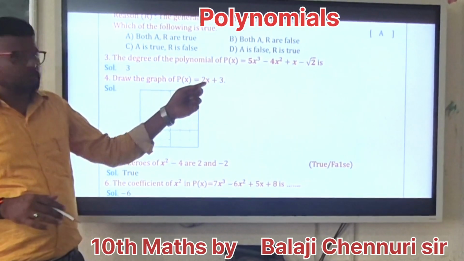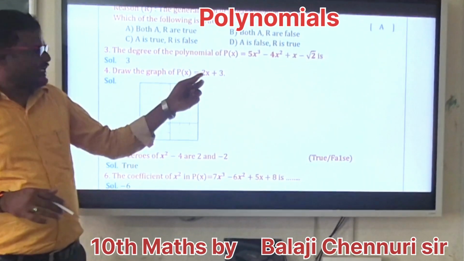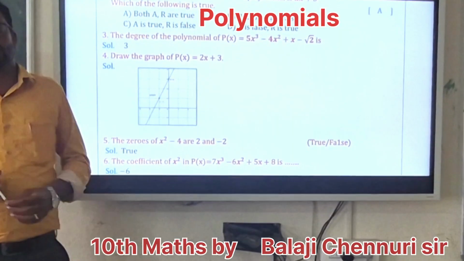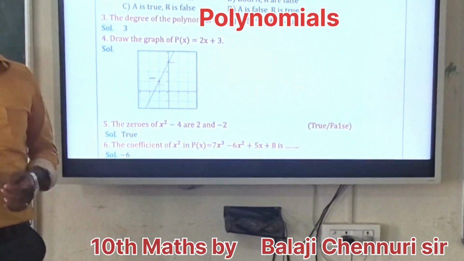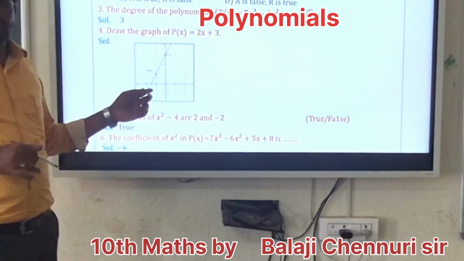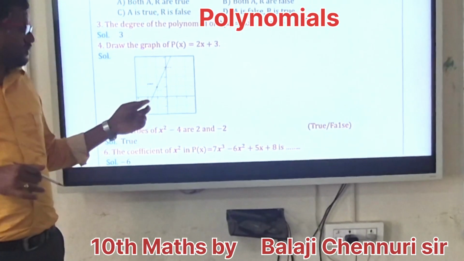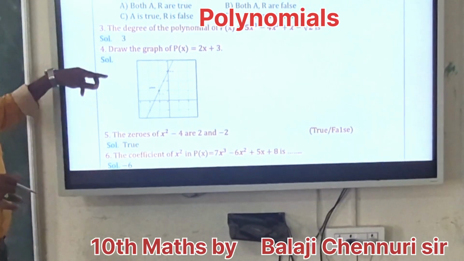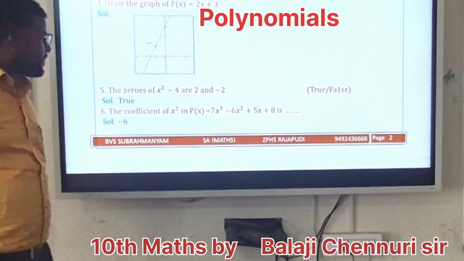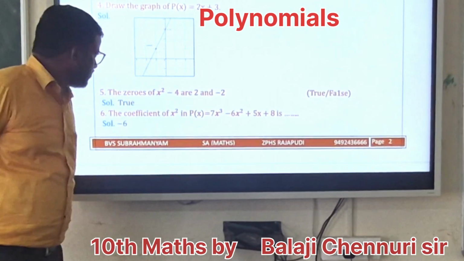Then for the next second point, what do you have to write? Put y is equal to 0, then you get 2x plus 3 is equal to 0, then you transfer: 2x is equal to minus 3, x is equal to minus 3 by 2. That makes minus 1.5.